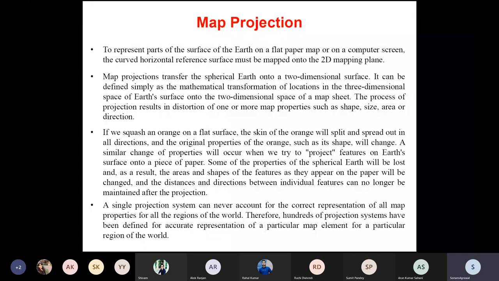An example of an orange was given to you, that when we try to flatten the orange, what will happen? If we place an orange on a table and put pressure on it with a palm, if we put a lot of pressure, it will get flattened, but this will result in distortion in the shape and size of that orange. Similarly, when we try to project the 3D earth on a 2D flat surface, again there will be a distortion. This distortion will take place in four forms: area, shape, distance and direction.